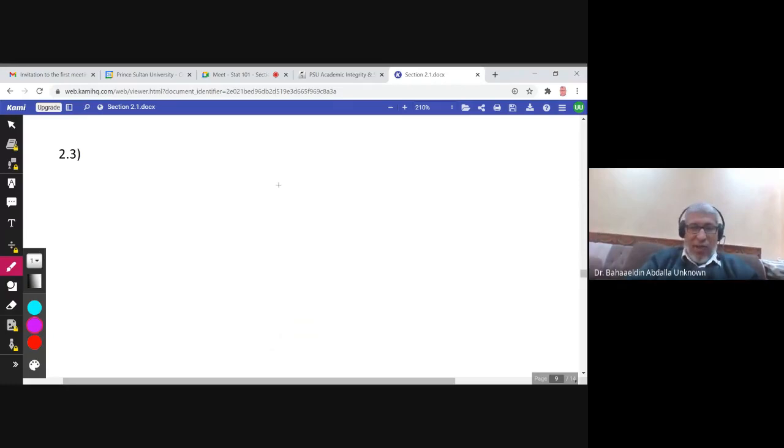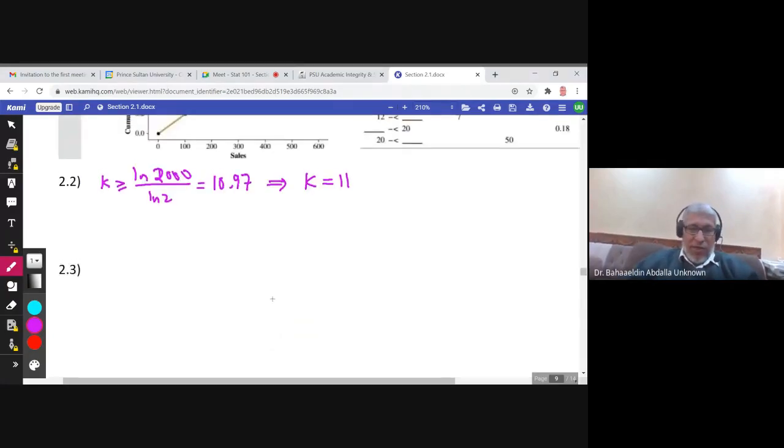So to find the number of classes, we said that it is k, and it should be greater than or equal to ln 1000 over ln 2. Okay, if you find ln 1000 over ln 2, the answer is 9.97. So the number of classes would be 10.